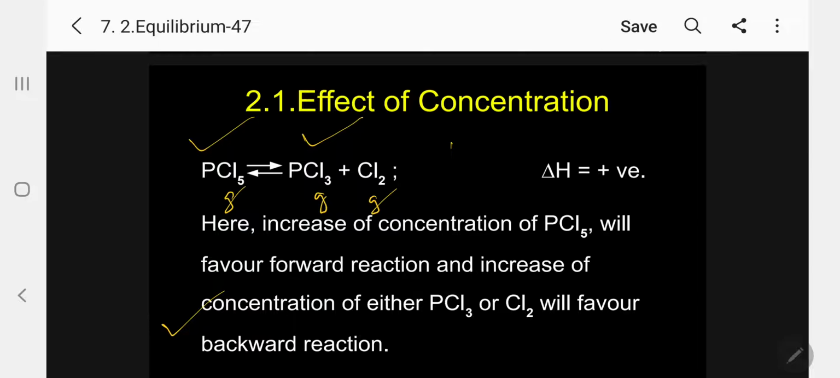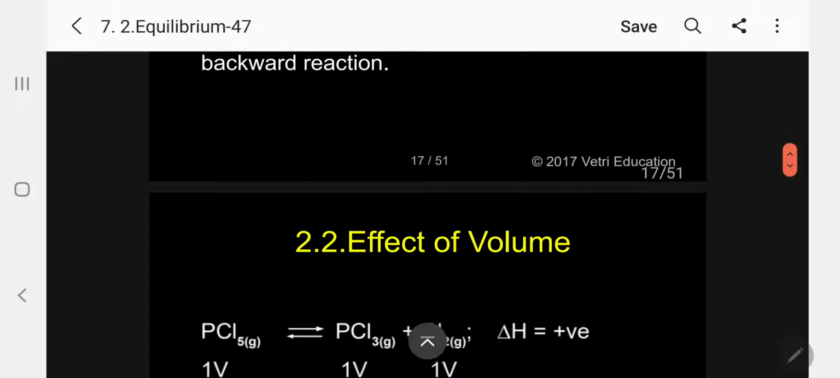Addition of reactant will favor the forward reaction. Addition of product will favor the backward reaction, in all reactions.